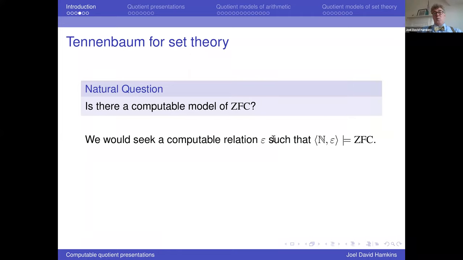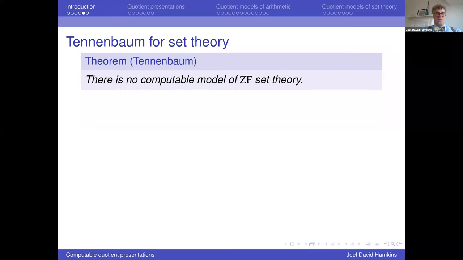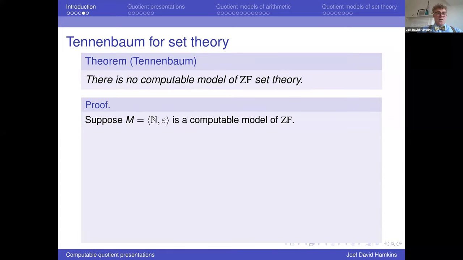And so we would want a computable relation on the natural numbers so that this structure was a model of set theory. And again, the answer is no. And now we don't need any non-standardness requirement. We can just prove it outright. There's no computable model of set theory at all, whether it's standard or non-standard. And the proof is very similar.